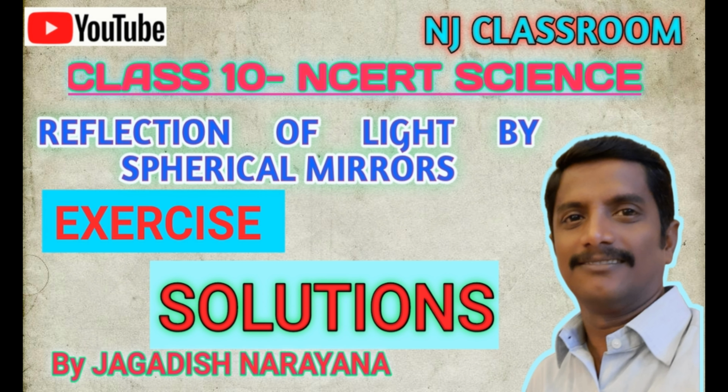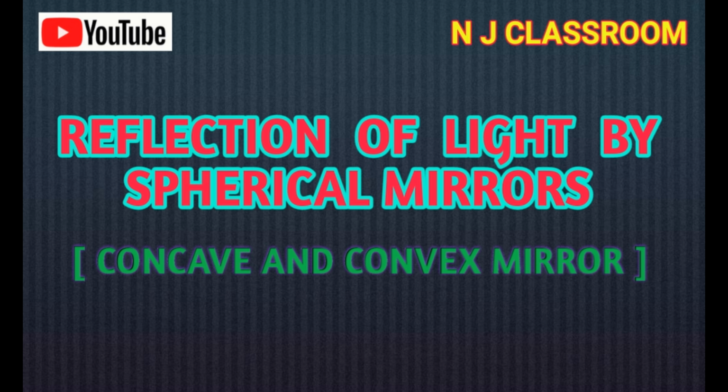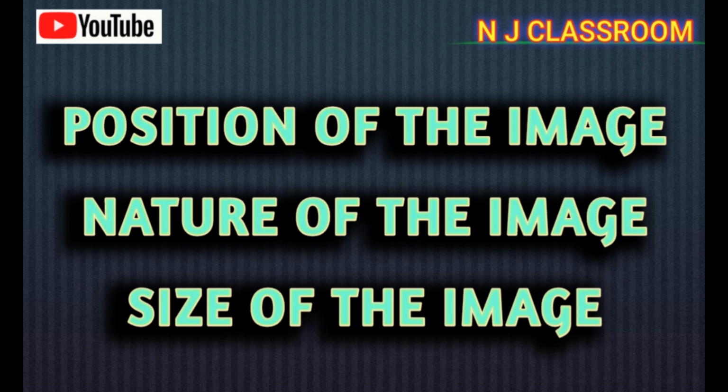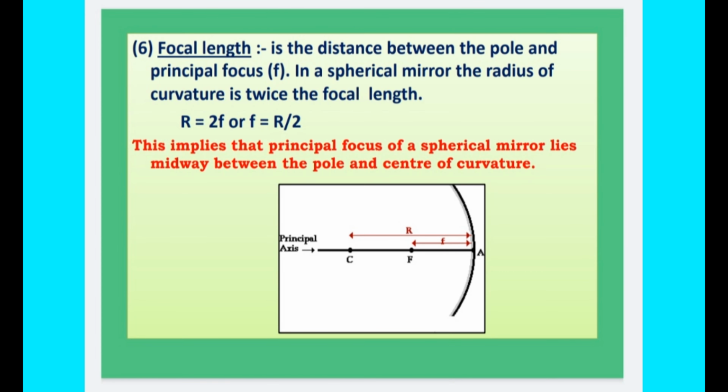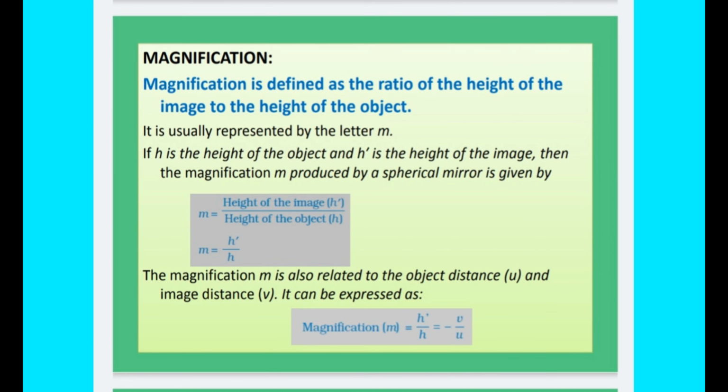In this part of the video, we are going to study class 10 NCERT Science, reflection of the light and refraction of the light. First, we are going to solve some examples related to the reflection of the light by the spherical mirrors like convex mirror and concave mirror. We will also learn to locate the position of the image, size of the image and the nature of the image by using three important relations: mirror formula, relation between the radius of curvature and focal length, and the magnification formula.